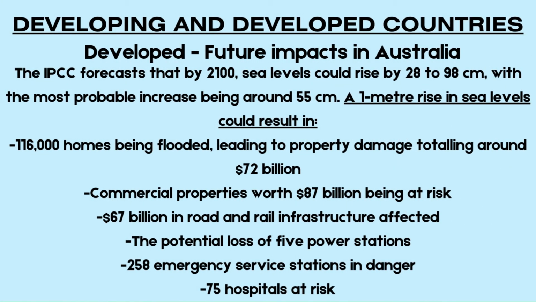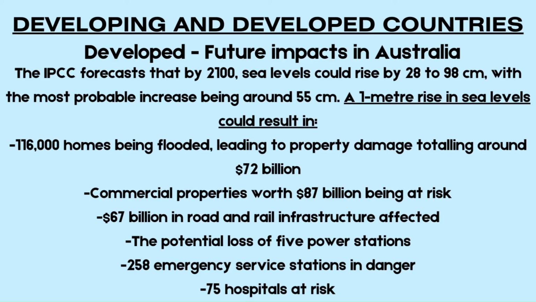Let's look at impacts in developed and developing countries. In Australia, a developed country, predictions state that by 2100, sea levels will most likely rise by 55 centimeters. A rise of 1 meter could result in 116,000 homes being flooded, leading to property damage totaling around $72 billion. Commercial properties worth $87 billion would be at risk. $67 billion in road and rail infrastructure could be affected and potentially 5 power stations could be lost.